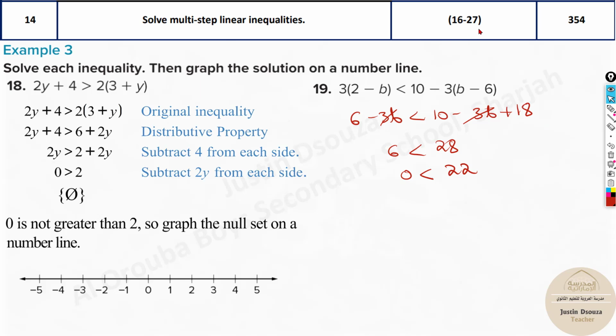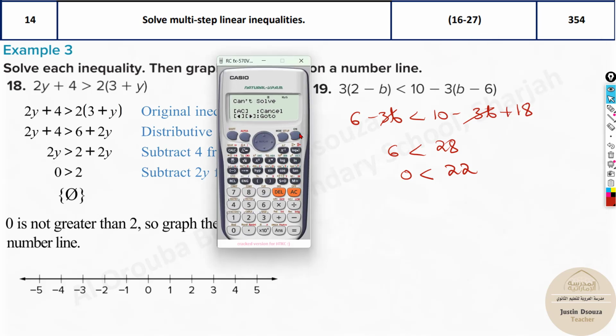Let's try using the calculator now. Here, let's type this in the given question, 3 bracket, because in the calculator you do not need to apply the distributive property. You can put the given question itself, that's fine. Wherever inequality, just put equal to 10 minus 3 times x minus 6, close the bracket, shift and solve. What is the answer you're getting? It takes a bit of time. Okay, it shows can't solve.